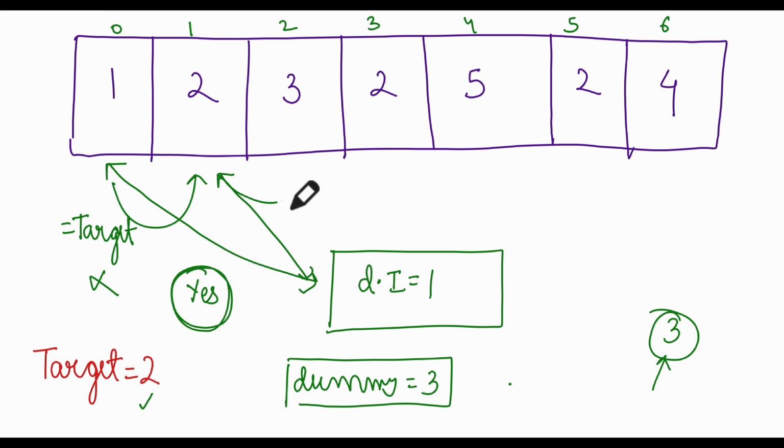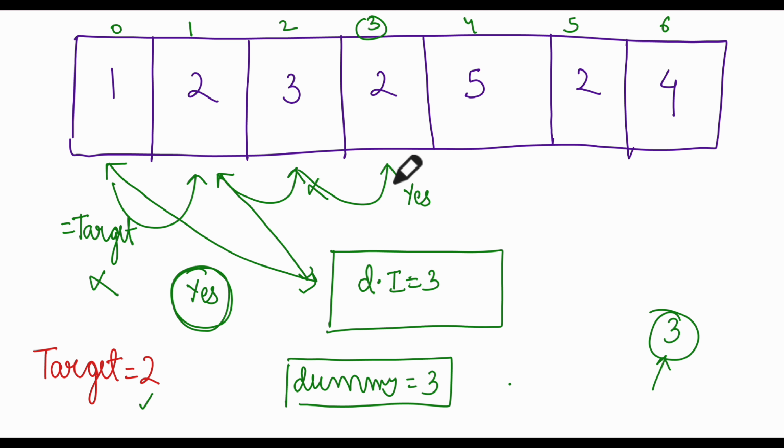Now I will move to 3. Is 3 equal to target? No. So I will move to the next one. Is 2 equal to my target? Yes. Now because 2 is equal to my target, I'm going to update my dummy index with the index of the match. So 1 will be shifted to 3. It was 1, now it has become 3.